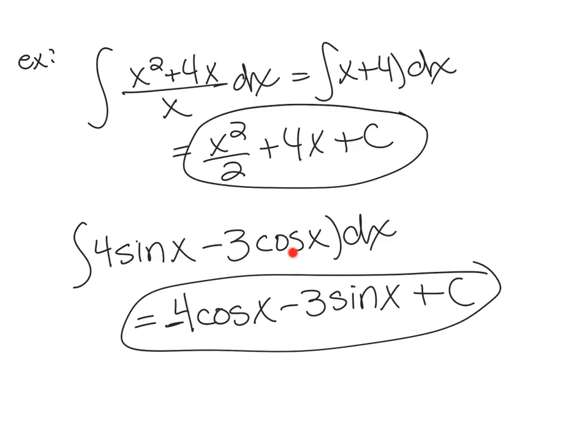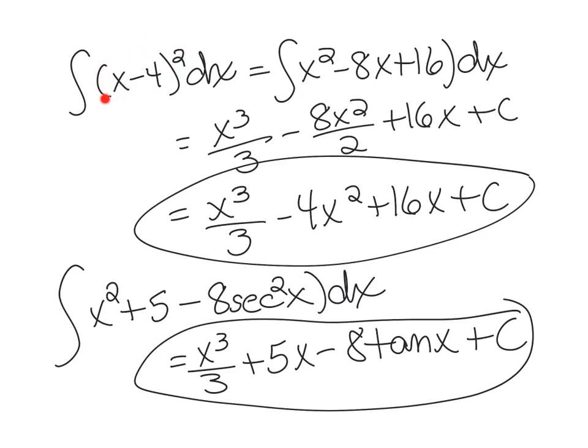Here, it's the same as doing a polynomial. I'm going to integrate the sine and get negative cosine, and the 4 is just going along for the ride. Here I'm going to integrate cosine. Cosine is the derivative of the sine, and I get the minus 3 going along for the ride, plus a constant of integration.